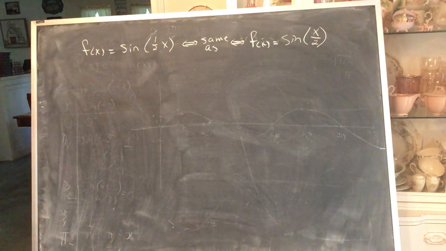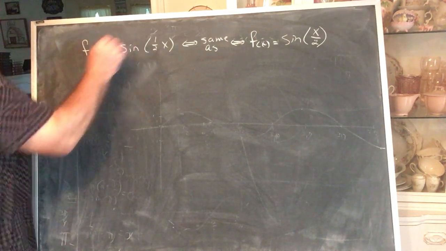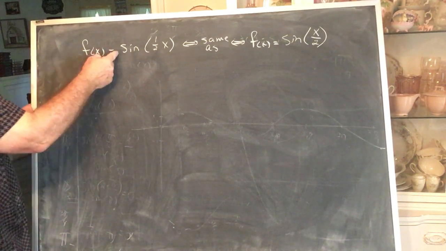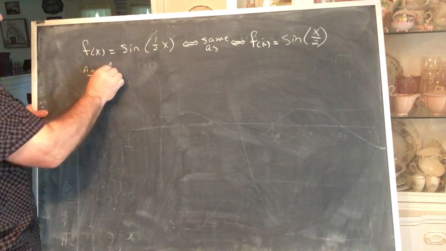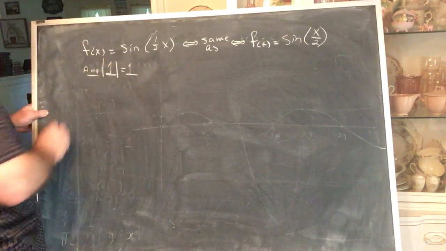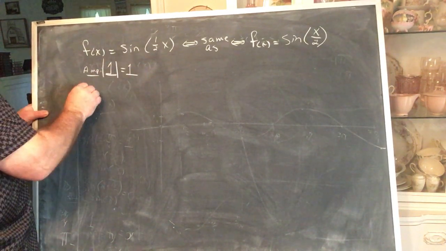All right, so let's see if we can graph this function by itself. Let's answer a few questions here. What is the amplitude of this function? The coefficient outside is 1, so the amplitude technically is the absolute value of 1, which is 1. And what is the period?